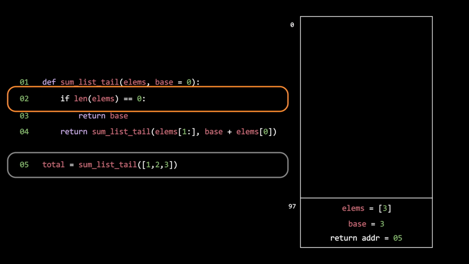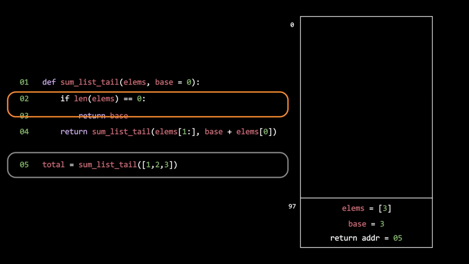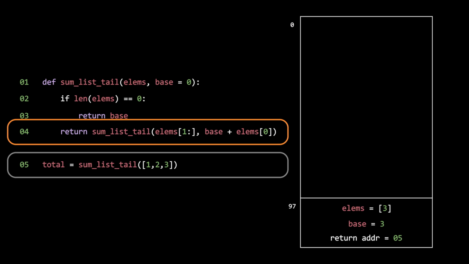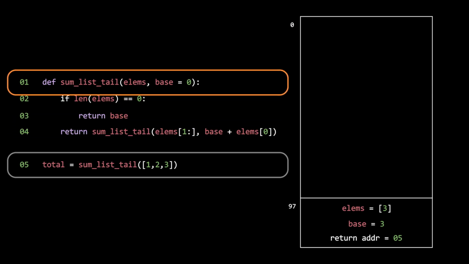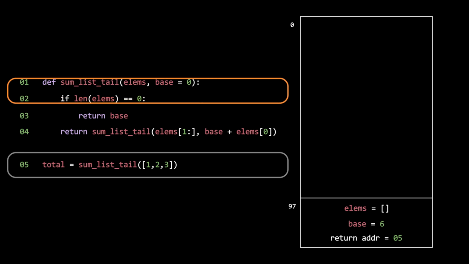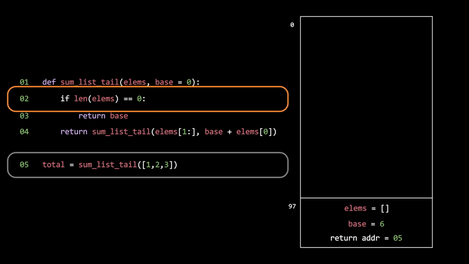And then we check to see if it's empty. It's still not, so we need one more recursive call, but there are no new stack frames, so it doesn't really use up more memory. So now we get rid of the first element of LMs. We update base to be 3 plus 3. And now LMs is finally empty, so we can return the base value.